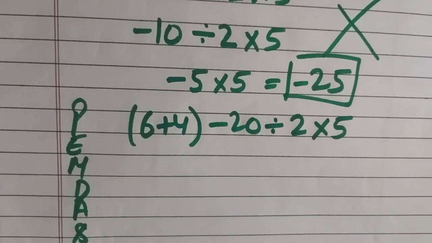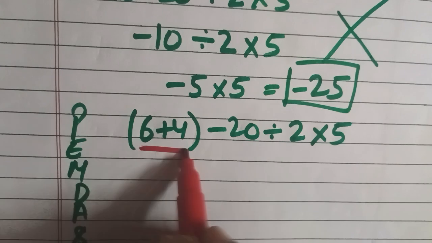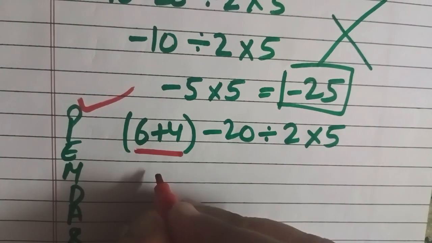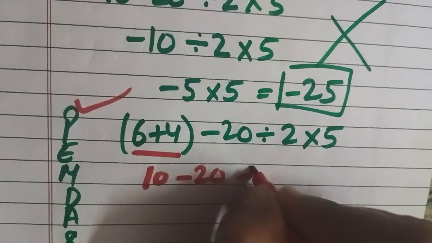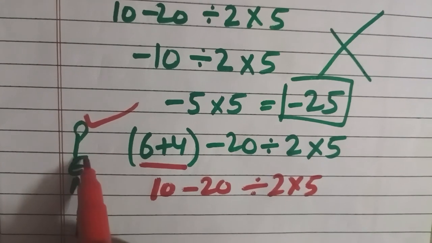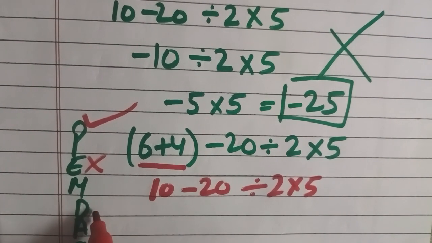So according to PEMDAS we have parenthesis first. So we'll solve this. Okay. So it will become 6 plus 4 is 10 minus 20 divided by 2 times 5. Now we don't have any exponent. We have multiplication and division.